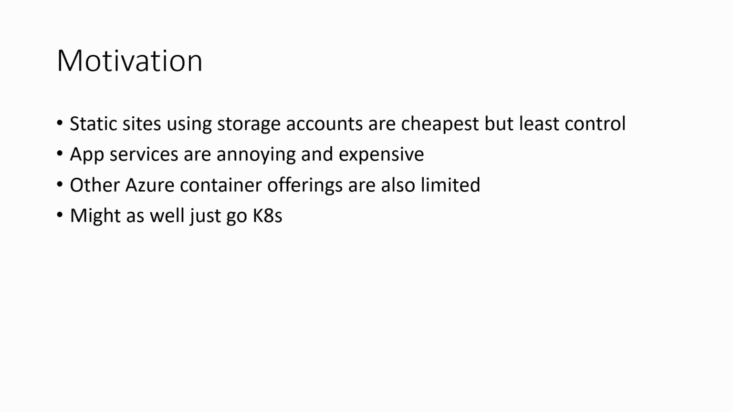So I want to make a website using wildcard DNS and have SSL and cheap, and Azure is kind of limited on the ways you can do this. Storage accounts are the cheapest static site solution that you can do, but they are limited. App services are also limited on the wildcard DNS stuff, and Azure has a bunch of new container things that are available, but I just figured I might as well go with Kubernetes.